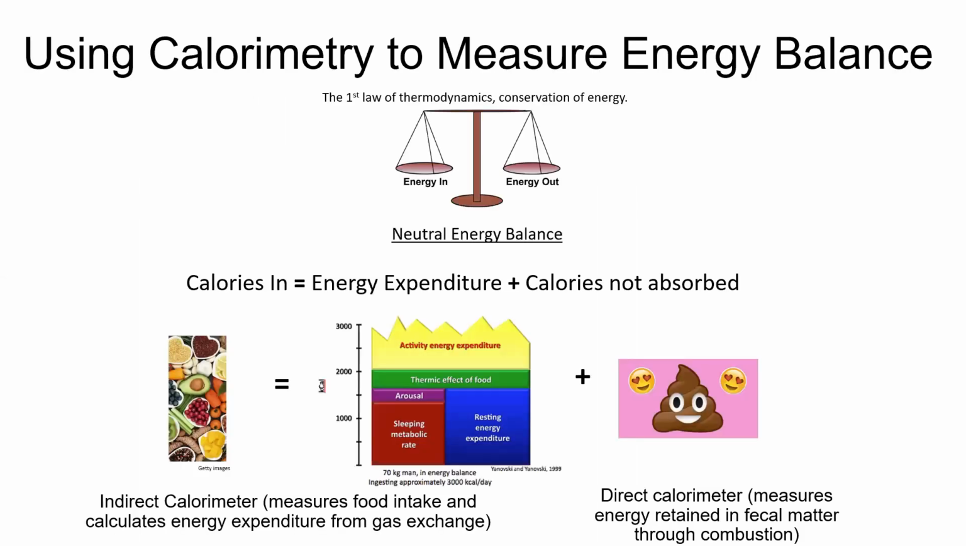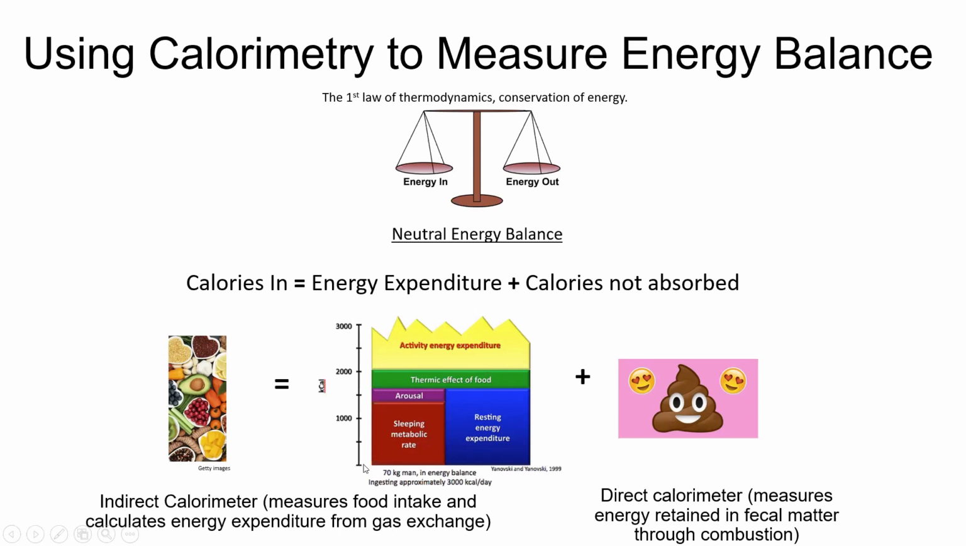Okay, so the very basics. Most of the people who would probably tune into this video are going to be familiar with energy balance. Under neutral energy balance, energy in is going to equal energy out. That's very straightforward. The energy in is going to be in the form of foods with different caloric values, different energy contents, and that is going to roughly equal the energy expenditure made up of resting energy expenditure, sleeping metabolic rate, arousal, the thermic effect of food, and activity-mediated energy expenditure.